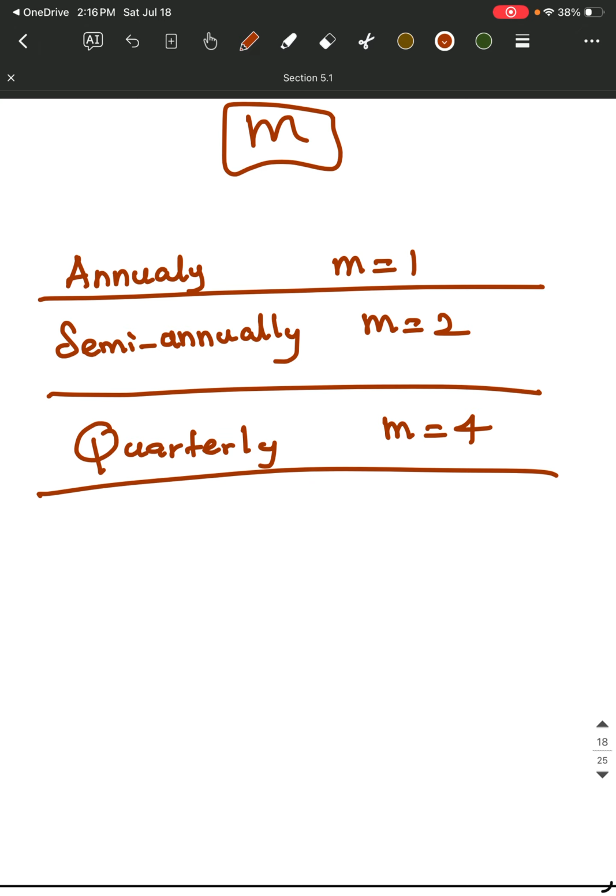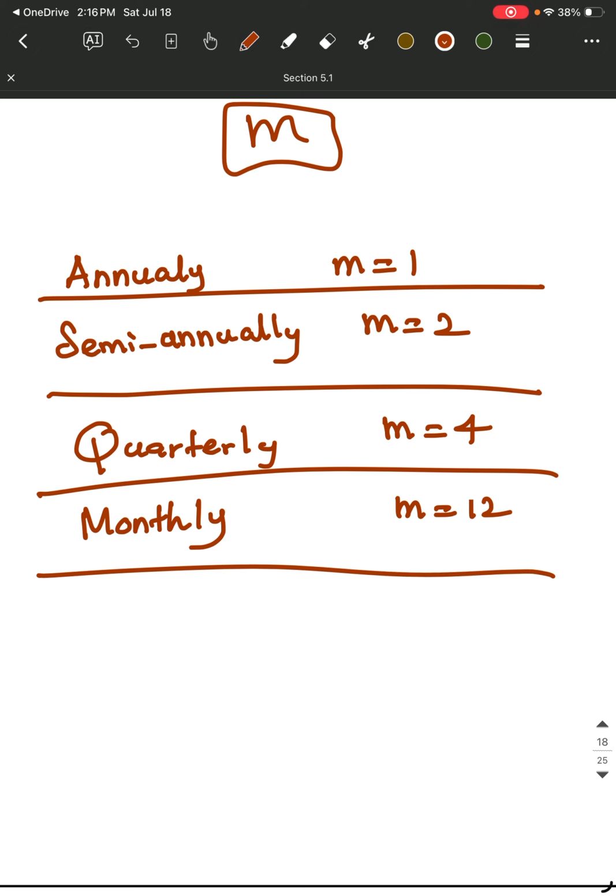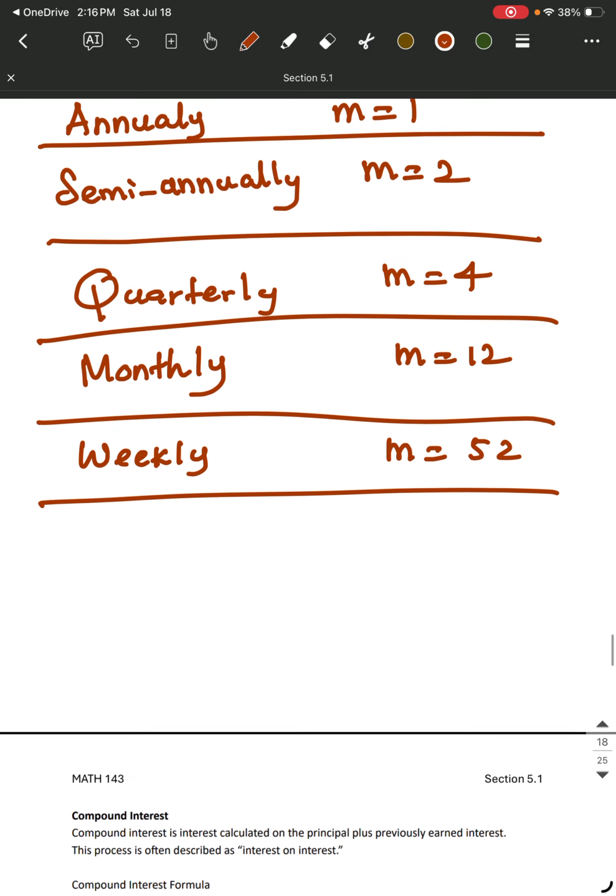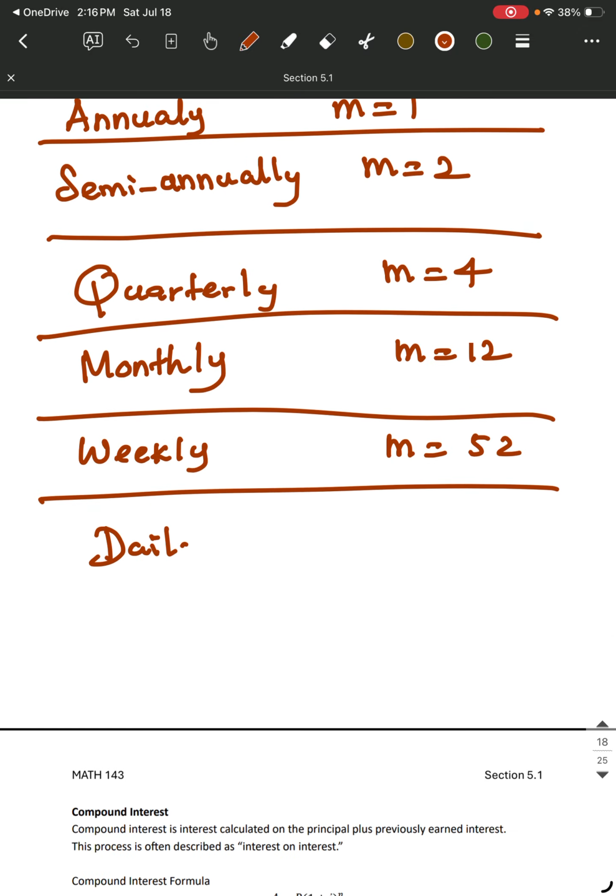Next, monthly, M equals 12. There are 12 months per year. Weekly, there are 52 weeks, then M equals 52. Finally, daily. How many days? 365 in general.